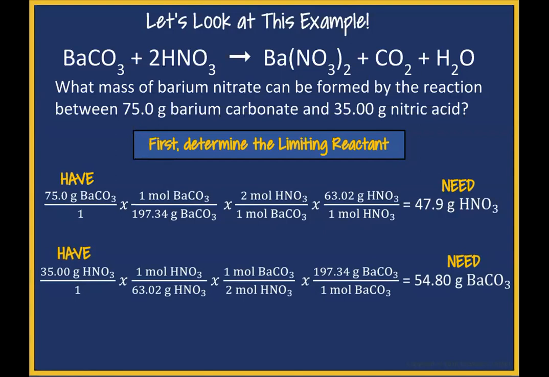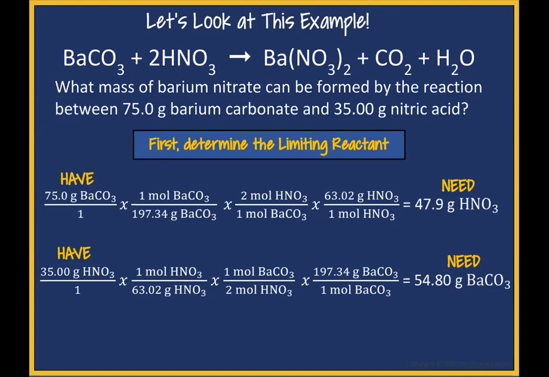Then we're going to change the moles of barium carbonate to grams of barium carbonate, so the 197.34 comes from the periodic table. Notice that you're using all the same numbers as you did up at the top. They're just all switched. You do this on your calculator, and you get that you need 57.8 grams of barium carbonate. So, which is the limiting reactant?